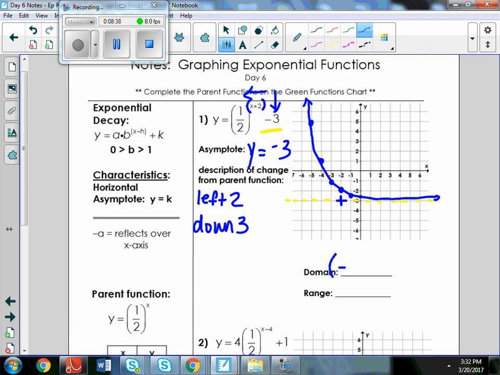So our domain, we said all real numbers. Your range, what's the range going to be? Where does it start? Yeah, it matches your asymptote, it matches your K value.